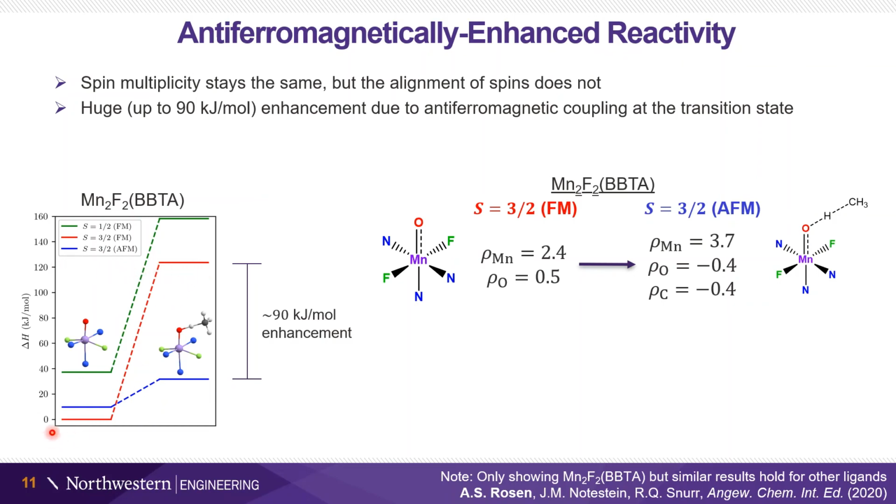If instead we only consider the ground state species for the initial state and the transition state, we see that there's a spin crossover behavior such that it goes from being ferromagnetically aligned between the metal center and the oxygen atom to anti-ferromagnetic alignment of that spin density between the metal and the oxygen atom, which greatly reduces the barrier by upwards of 90 kilojoules per mole.